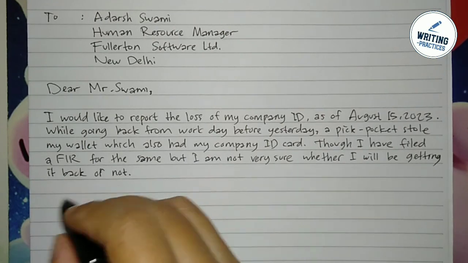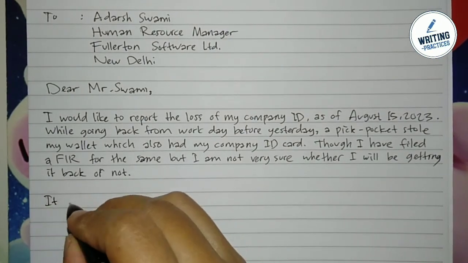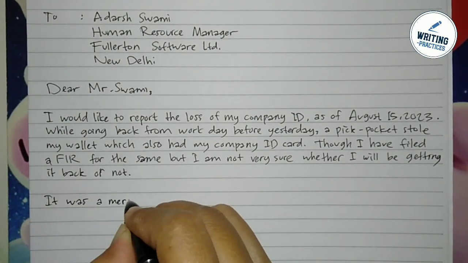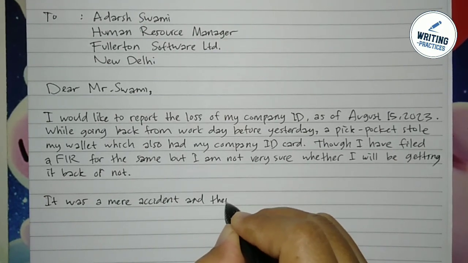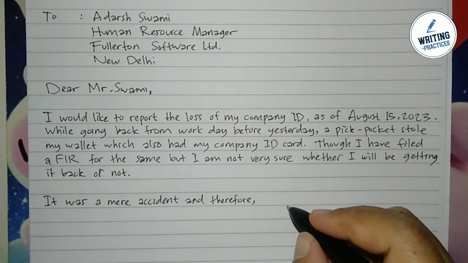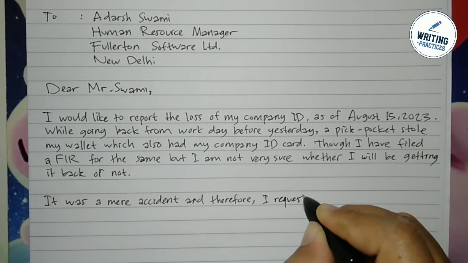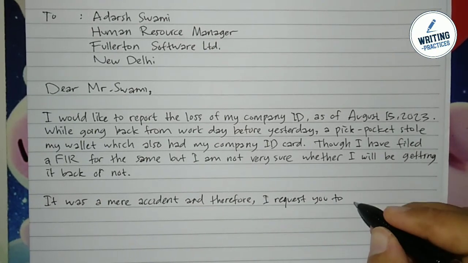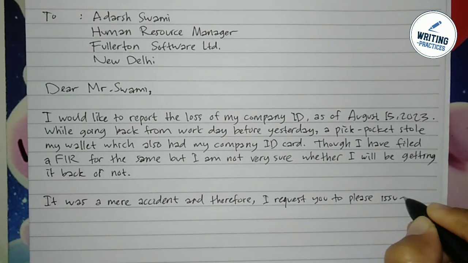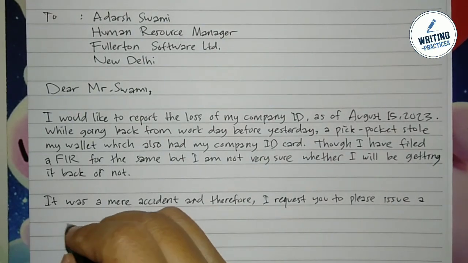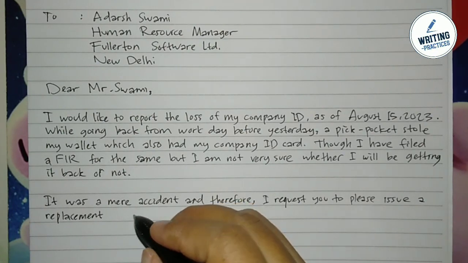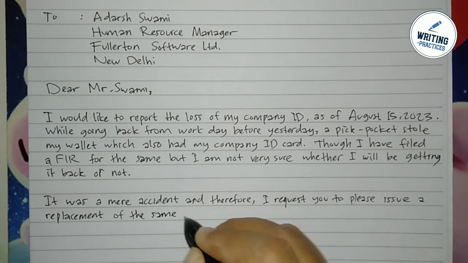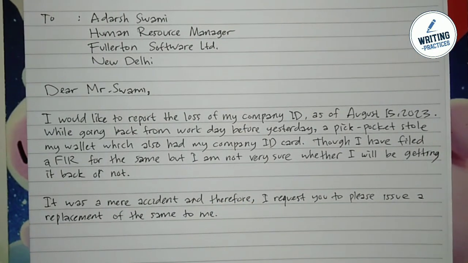In the second paragraph, you can write a request regarding this matter. Since the writer lost the company ID card, he or she asked the recipient, who is the HR manager, to make a new one for the writer. Of course, you can request this. You have been explaining that it is purely an accident.